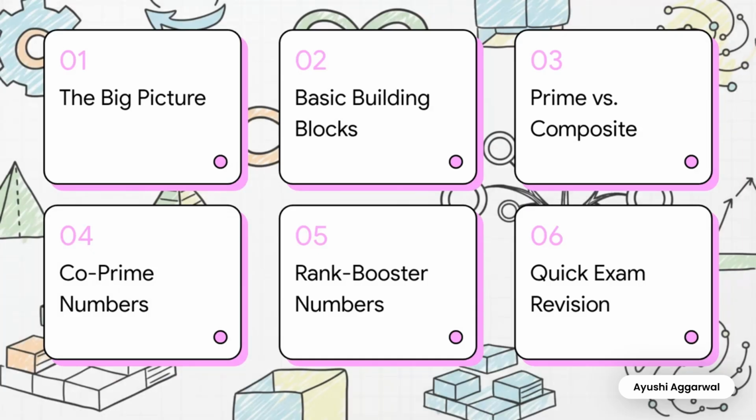So, what's on the agenda for today? Well, first we'll get the big picture of number families. Then we'll dive into the basic building blocks. After that, we'll tackle the biggest exam trap of all, prime versus composite numbers. We're also going to master coprimes, look at some really cool rank booster numbers, and then wrap it all up with a quick revision. Sound good?